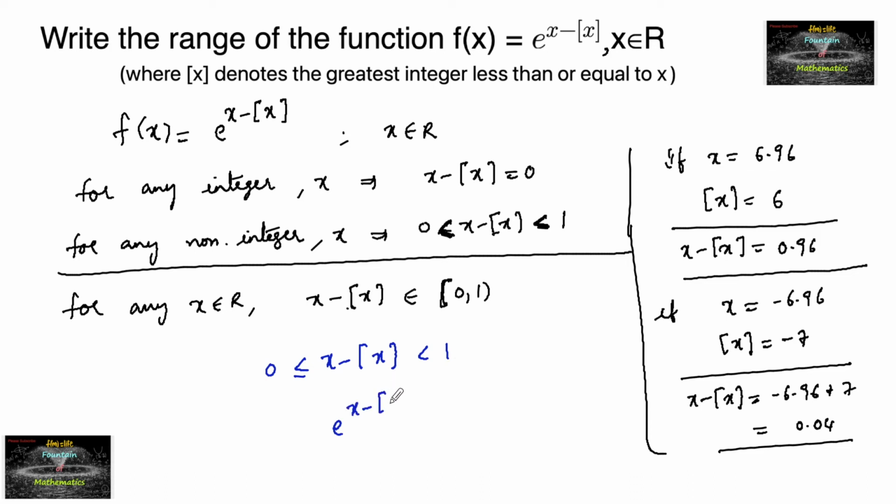e to the power of x minus [x], and since we know that e is approximately equal to 2.7, it's more than 1, so e power x minus [x] will lie between e to the power of 0 and e to the power of 1. E power 0 is 1, less than or equal to e power x minus [x], that is f of x, which is less than e power 1, that is e. So which implies that the range of f can be taken as 1 to e.